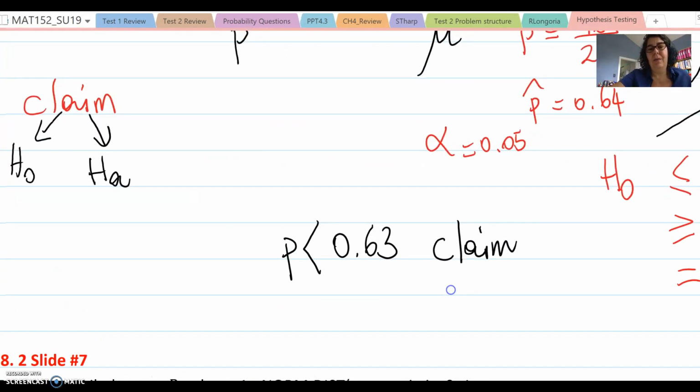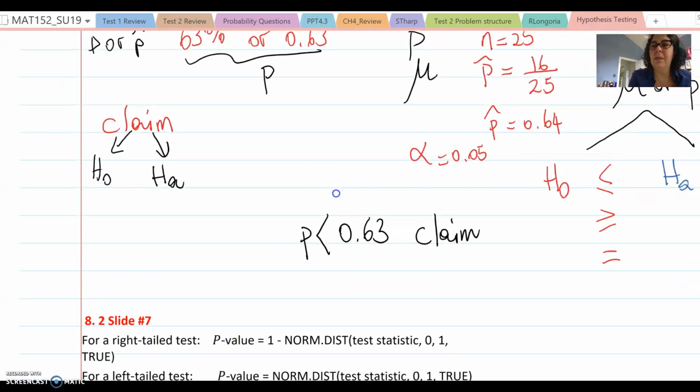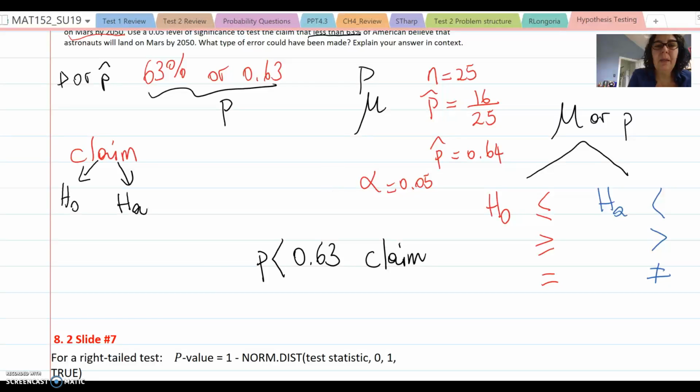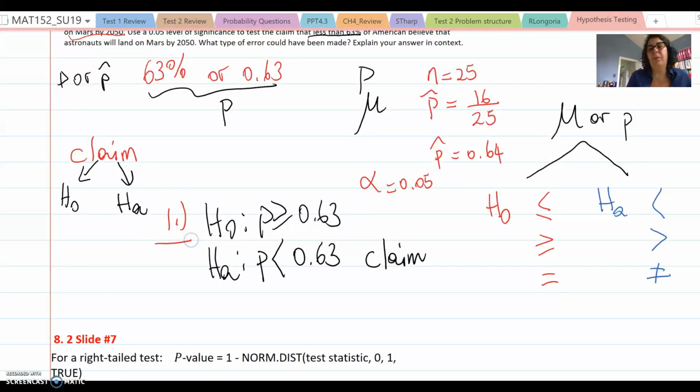Now, we need to set up the hypothesis. So we decided that this is H alternative because there is no little sign underneath, right? I'm gonna put H alternative here. And then H null will be the complement of it, greater than or equal to 0.63. Okay, nice. So this is the first step of hypothesis testing. We set up the hypothesis.